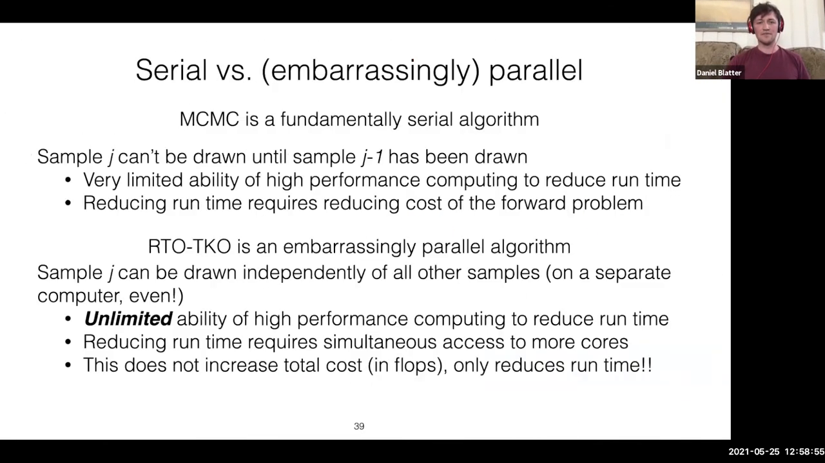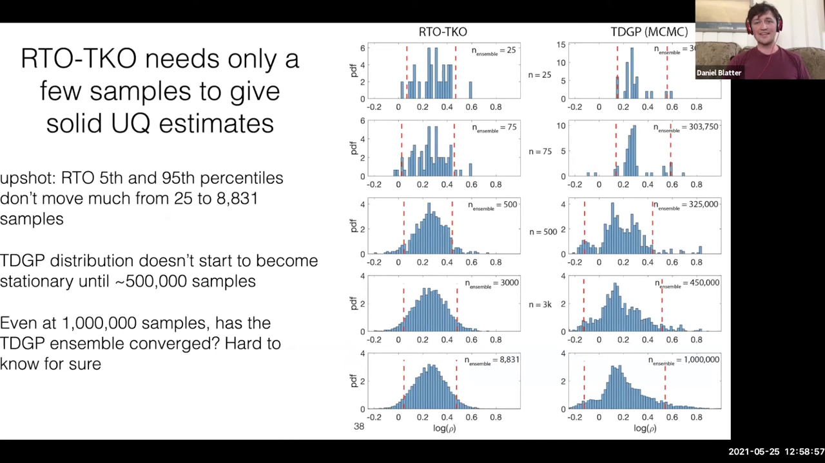In this particular case, the 90% credible interval for the RTO-TKO distribution doesn't really change much from 25 models to 8,800 models. So if all you're interested in is the 90% credible interval or the interquartile range or the standard deviation, for instance, you really don't need to draw that many samples.